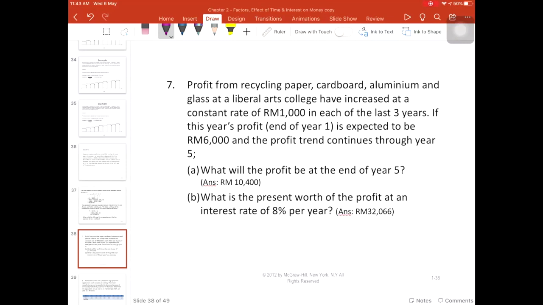Thank you. So how about the B? B also they have a change of the answer. So 6,000 is a base. It's not a base. There's annual. Okay, there's annual until year 5.